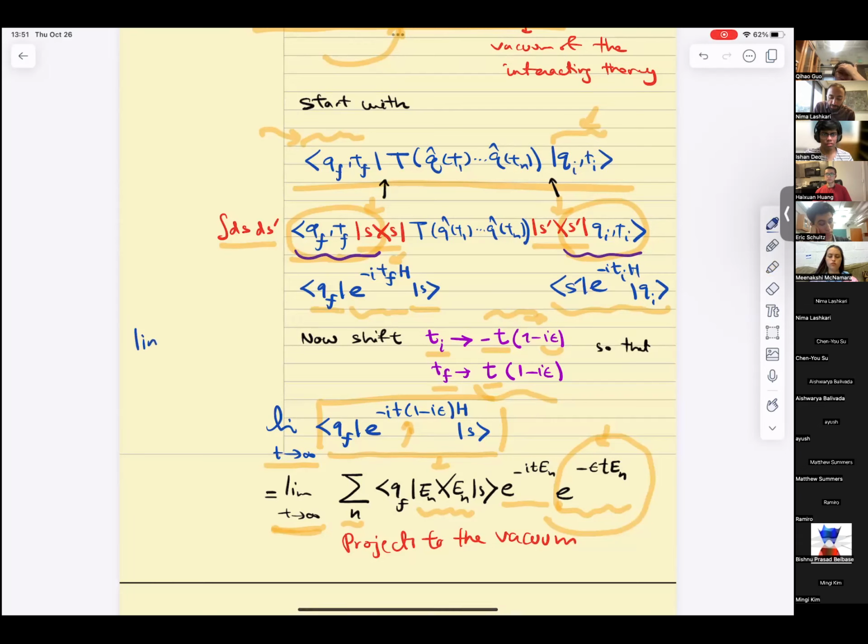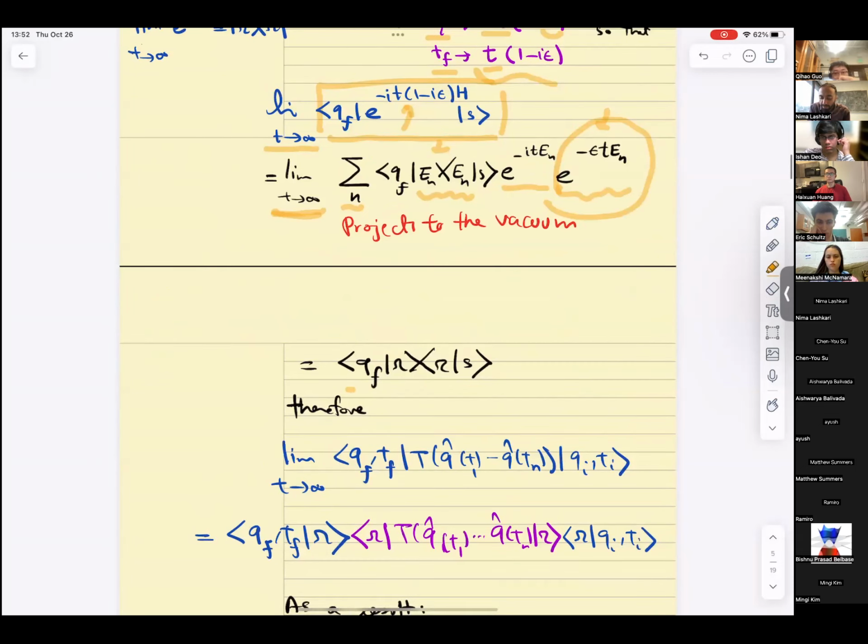The core idea is the following: the limit of e to the minus epsilon T H, with T going to infinity, is the projection to the vacuum. This is the key idea. Is that part clear? This is an important bit. This is also intimately tied to the i epsilon prescription I was talking about, but let's not jump around. So this is a projection to the vacuum.